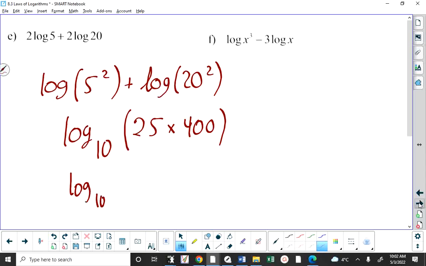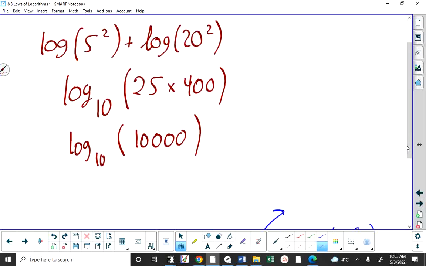This is log base 10 of, I want to say 10,000. Am I right? Okay. So that's asking you to find the exponent to which you raise 10 to get 10,000. Well, that's 4 because there's 4 zeros on the 10,000. So this is 4.